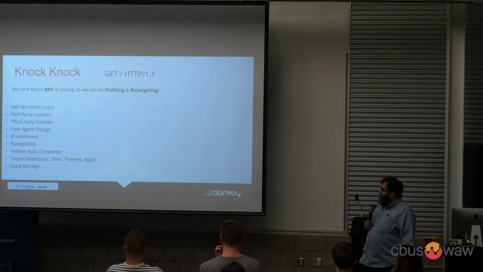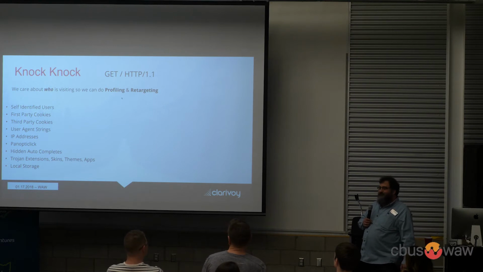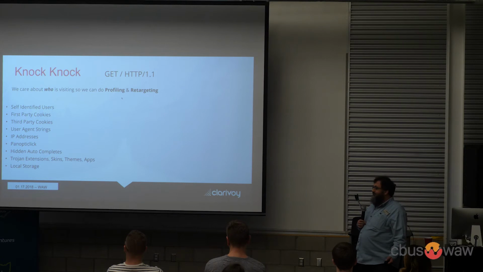User agent strings tell you about their browser type and their device type and other information about that. But the interesting thing is the Panopticlick, which is a little bit out of order here, is a theory that every user agent string is essentially unique, and you can identify somebody's uniqueness like that without any sort of cookies.